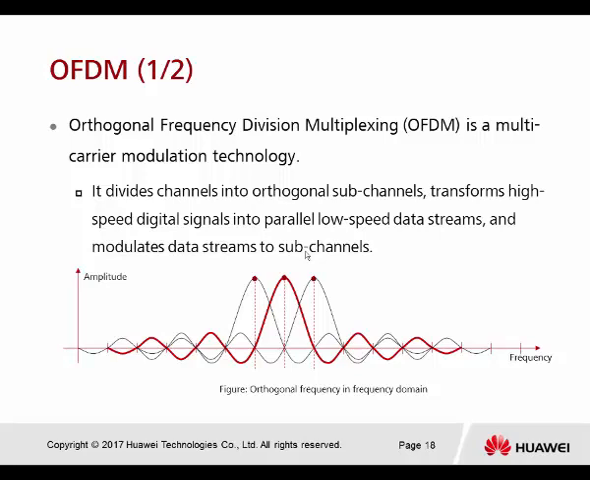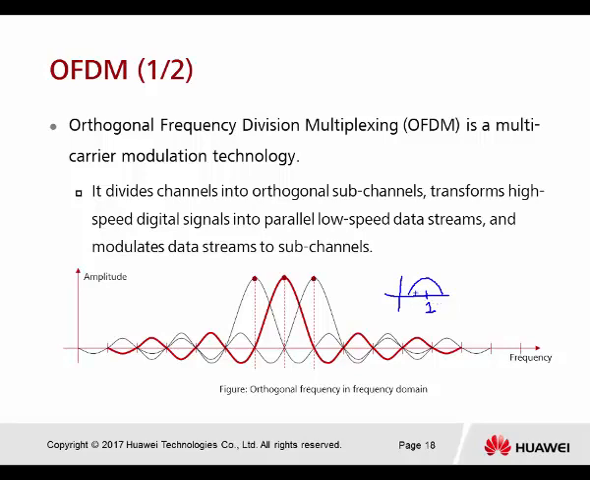Orthogonal frequency division multiplexing. This is a multi-carrier modulation technology. We know the previous ones, the DSSS and also the FHSS, when they're doing the modulation in one channel, no matter whether using the FHSS or the DSSS, they will fully utilize the whole channel and do the modulation. But inside the OFDM, they're doing a different thing.